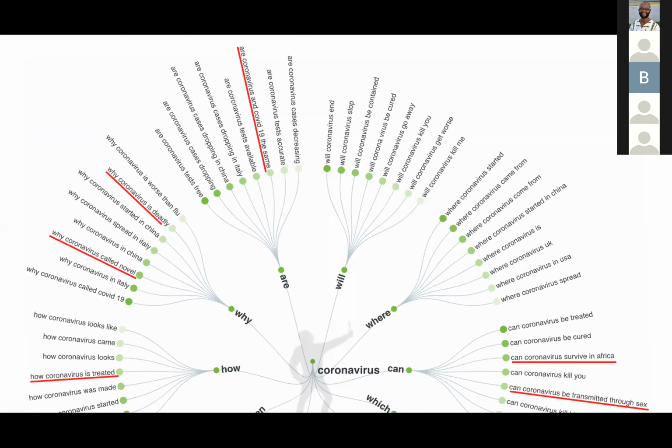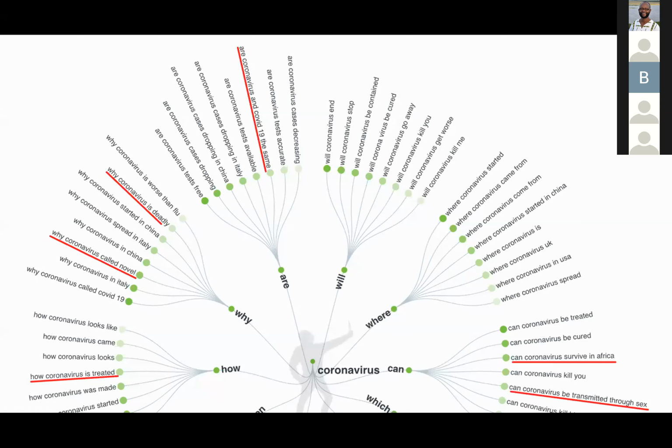And you'll have examples like, a lot is said of how sick they are, where they are taken to, and what is being given to these people. The next one that is also marked red is why coronavirus is called novel. People are looking for information about all sorts of things. Why coronavirus is deadly, or are coronavirus and COVID-19 the same?